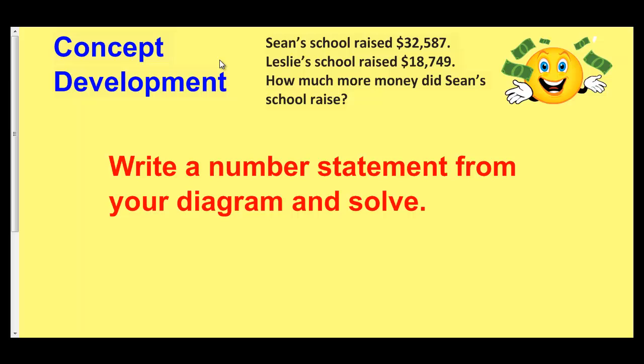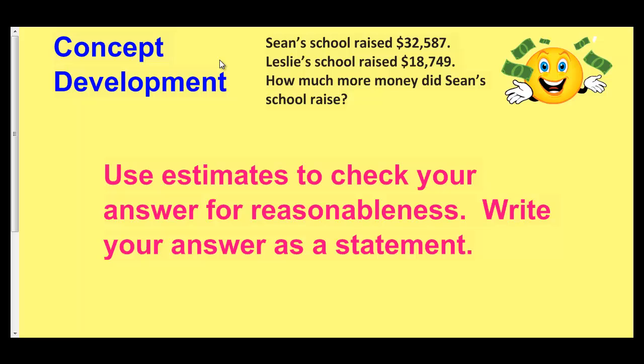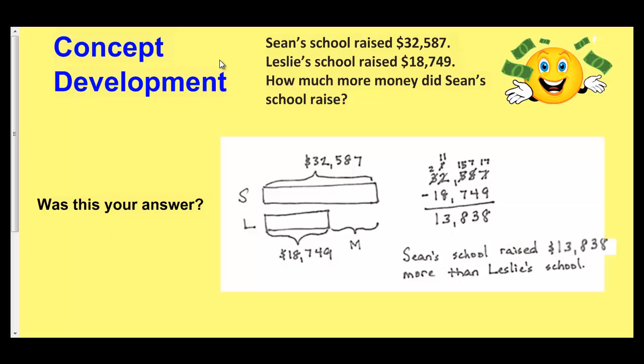You can come up with a number sentence. I want you to go ahead and solve it. If you can't come up with one, you can follow along with me. Now, if you did come up with a number sentence and you solved it, I want you to estimate to check your answer for reasonableness and write your answer as a statement. Again, if you're stuck, don't panic. You can follow along with me and I'll show you what to do. But if you're not stuck, pause the video and go for it.